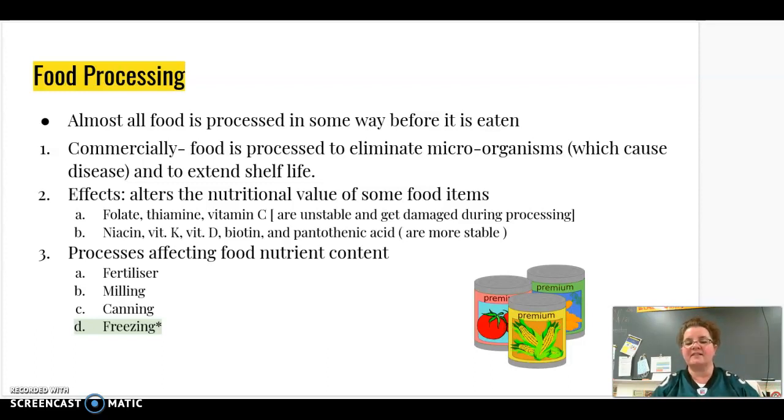So when you're processing, there are certain effects that alter the nutritional value of some food items. For example, folate, thiamine, vitamin C, these are all unstable types of vitamins and minerals, and they get damaged during processing. But you also have niacin, vitamin K, vitamin D, biotin, and pantothenic acid. These are a little more stable, but they still also get altered during processing. So what kind of processing are we talking about?